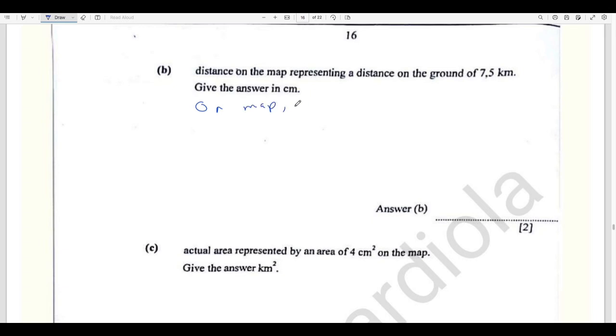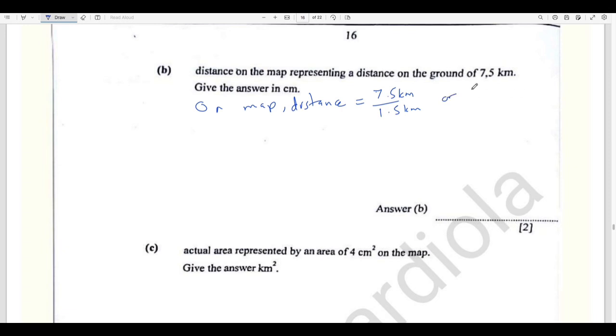Part B: calculate the distance on the map representing a distance on the ground of 7.5 kilometers, and give your answer in centimeters. So the distance on the ground is 7.5 kilometers. Now we need to calculate the distance on the map. Again, we can use two methods.